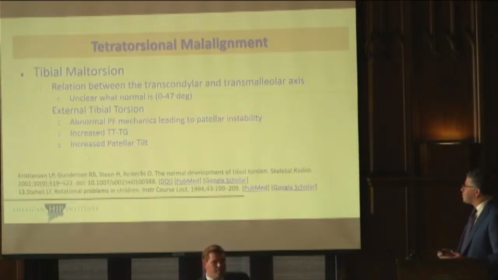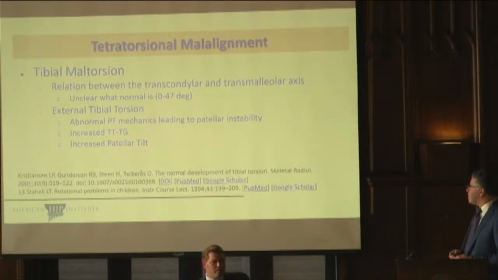And so we're measuring tibial maltorsion. There are a couple different ways to do this. Relations between the transcondylar axis and transmalleolar axis. External tibial torsion can cause, again, patellofemoral issues, with patellar instability being the most common thing because of that increased tibial tubercle trochlear groove distance and patellar tilt.